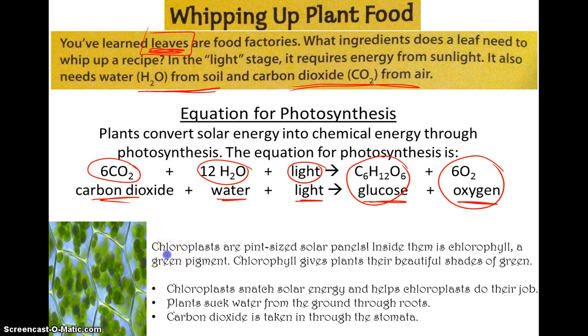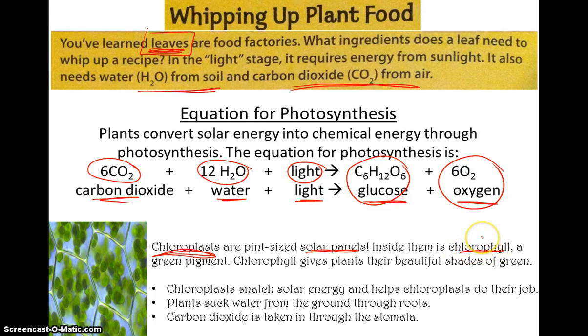Another thing you need to understand is that all of this is happening in an organelle in the cell called chloroplasts. The reason we cannot do photosynthesis is because our cells do not have chloroplasts, but plant cells do. And they're really kind of the solar panels within the cells of the leaves. And they contain this pigment called chlorophyll.